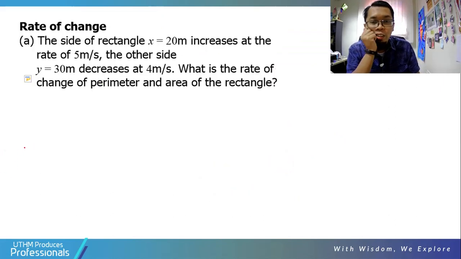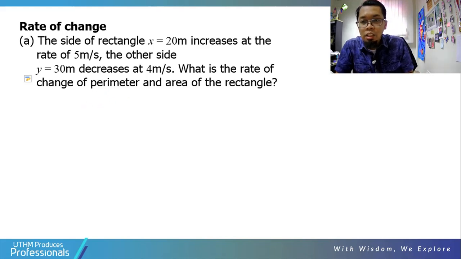So this one is for rate of change. The side of the rectangle x is 20 meter, increasing at the rate of 5 meter per second, and the other side y equals 30 meter and decreasing at 4 meter per second. What is the rate of change of the perimeter and the area? So the rectangle is x 20 meter, y 30 meter.